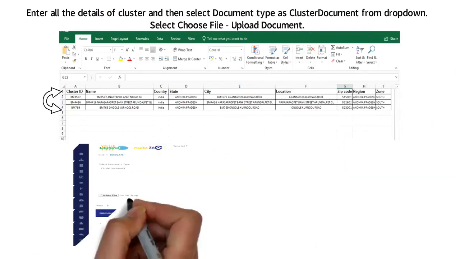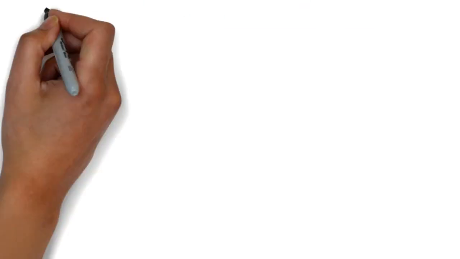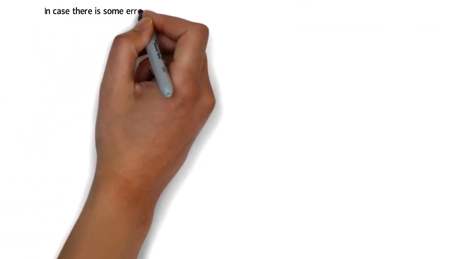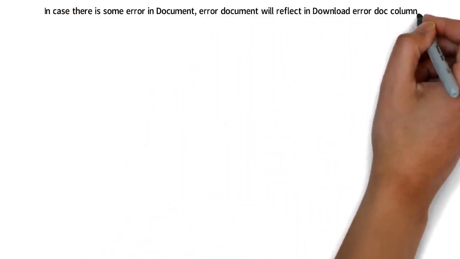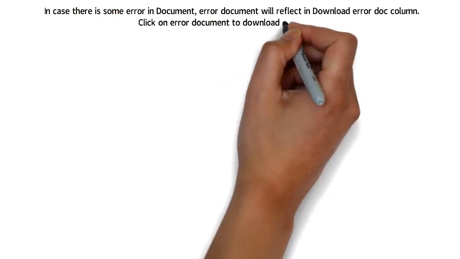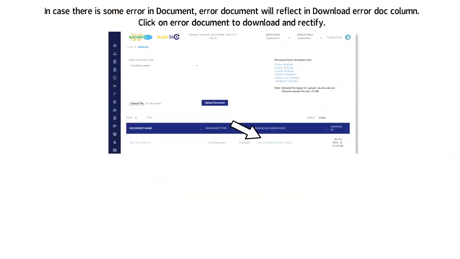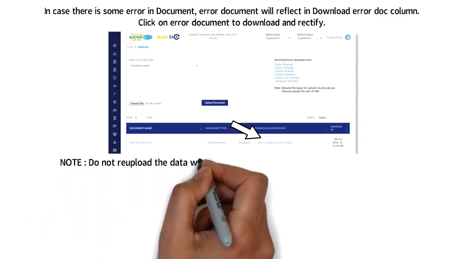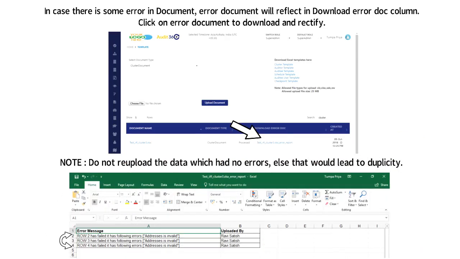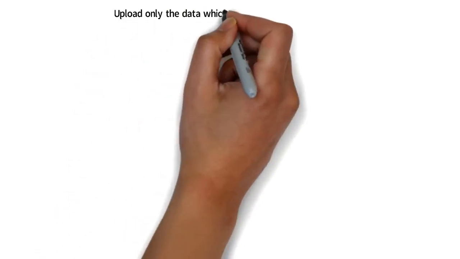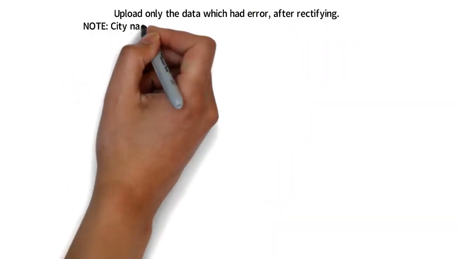Select Choose File, Upload Document. In case there is some error in the document, an error document will reflect in Download Error Doc column. Click on Error Document to download and rectify. Once the error is rectified, only the rows which had errors have to be re-uploaded after correction. Note: do not re-upload the data which had no errors, else that would lead to duplicity. Upload only the data which had errors, after rectifying.